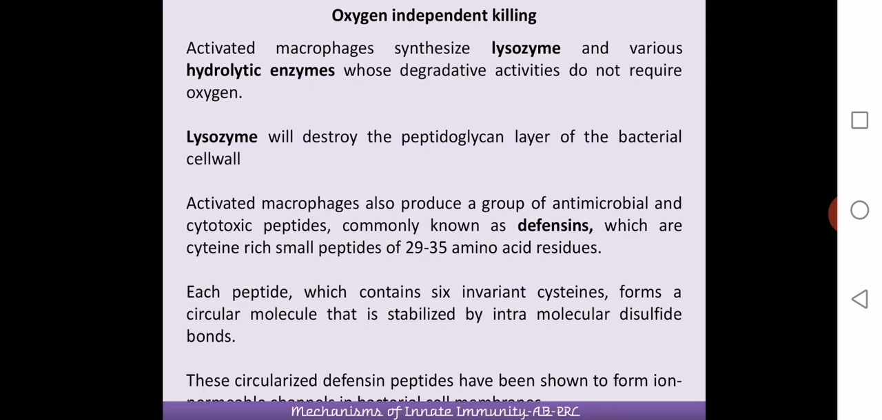In the oxygen independent process, lysozyme is a hydrolytic enzyme which will destroy microbial cells by acting on peptidoglycan, and that leads to destruction. Then defensin is a common name used for a group of antimicrobial cytotoxic peptides. These defensins are rich in cysteine, having around 30 to 35 amino acids, and they can form certain channels in the membranes of the microorganism, and this helps in the destruction of the microorganism. So defensin is a very important antimicrobial substance produced by most of the human body.